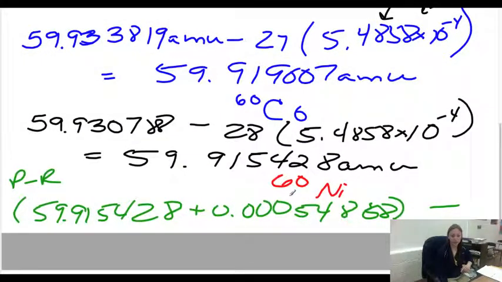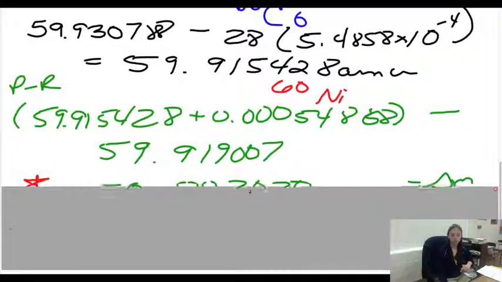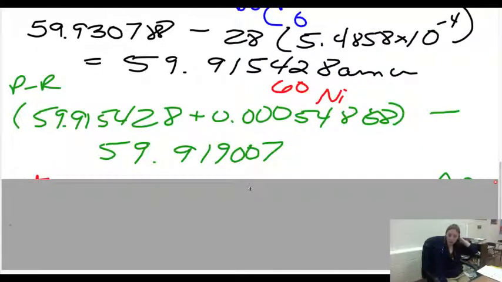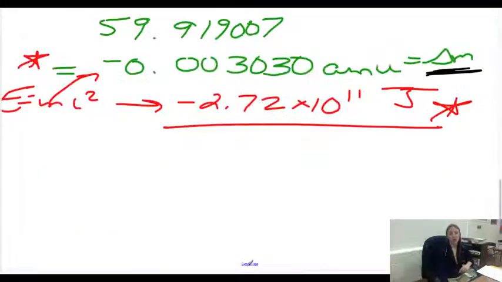I take my nickel-60 plus the electron, minus my cobalt, which is my reactant, and I should get my mass change of 0.00303830 AMUs. That's my change in mass. I just plug the mass into E equals mc squared, and I'm going to get 2.72 times 10 to the 11th joules. That is how much energy I will get out with this reaction.